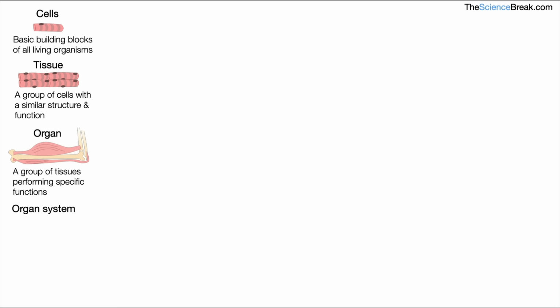Next we have the organ system. This is a group of organs performing a specific function. When we have organ systems together, we call that the organism. Okay, so these are some key definitions that we need to know and remember for this unit.